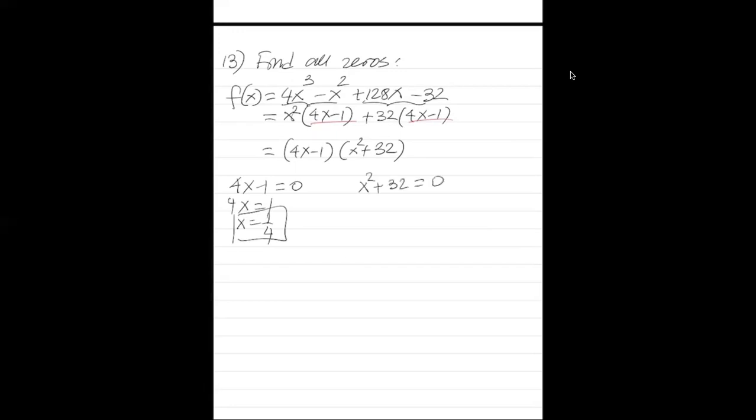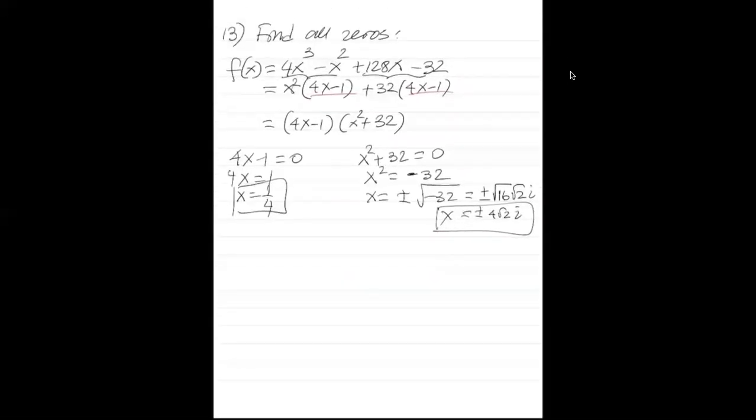The other factor, it's not going to be real. We're going to have x squared equals negative 32. So x is plus minus. When you square root, always have to do plus minus. And 32 is not a perfect square, but it has a factor that's a perfect square. So that's 16, and then 2 and i. So plus minus 4 root 2 i. So we have 2 complex that are conjugates of each other, and 1 real, just like we expected.